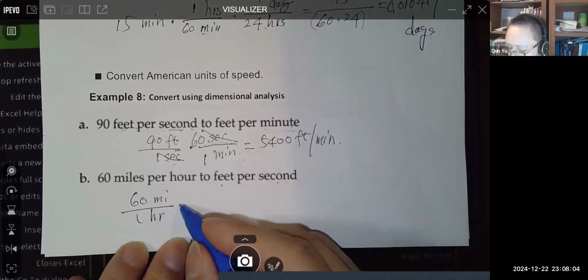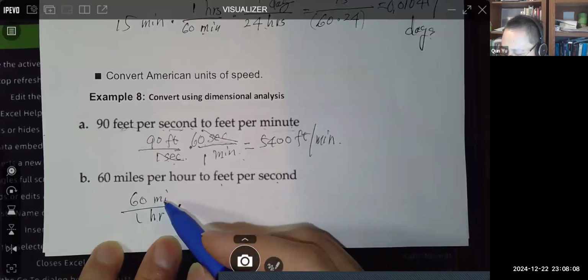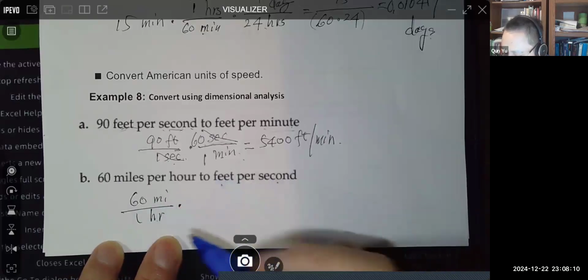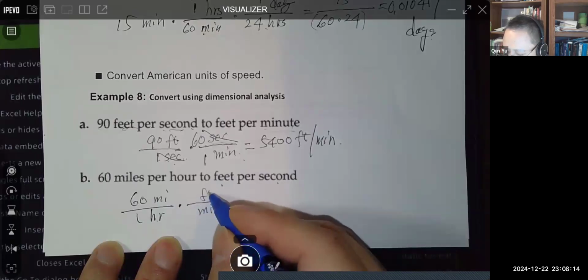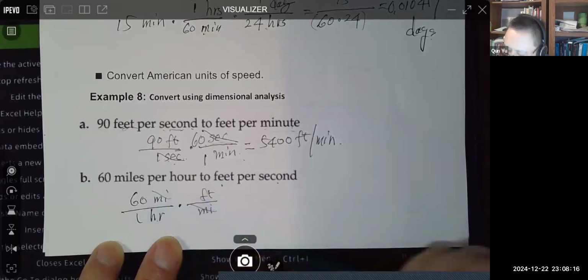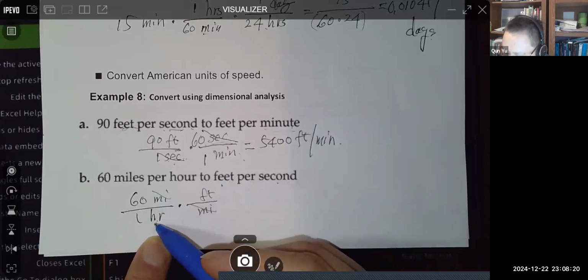It doesn't matter. You can do either one first. First, I'm going to convert miles to feet. So I need to cancel mile to get feet. So this cancels, you only get feet left. That's what we want, right? Next, we need to cancel hour to get second.